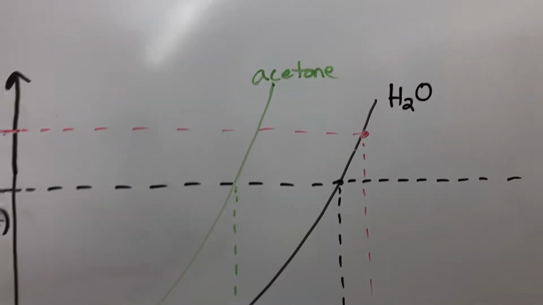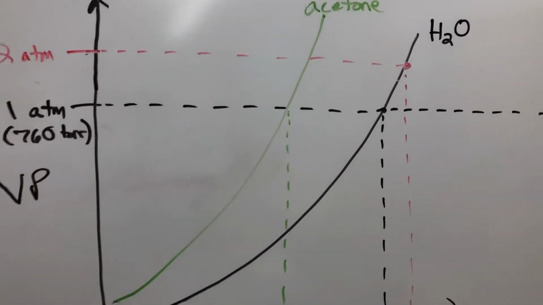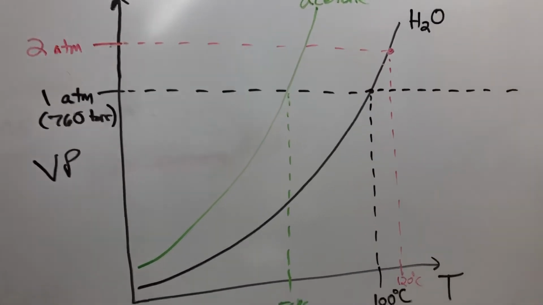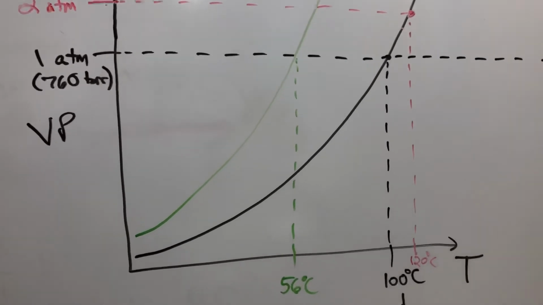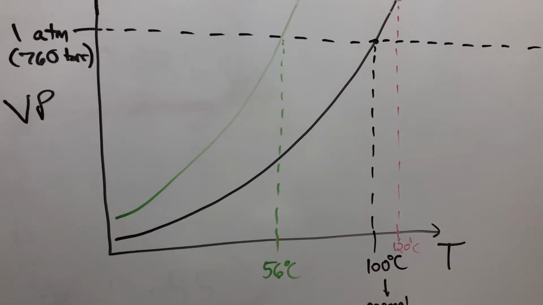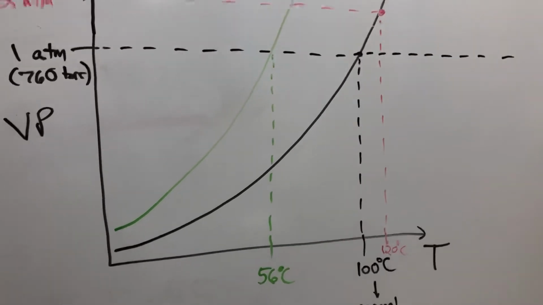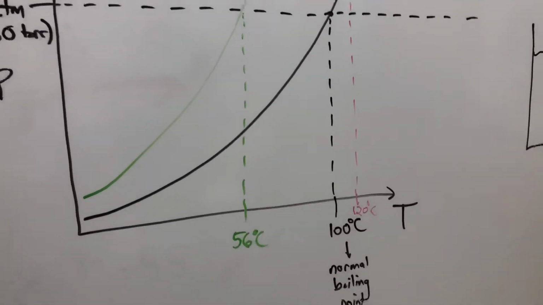So something that evaporates more easily, a more volatile liquid. In particular, this one is the acetone that we were looking at. Note that not only does that mean that it evaporates faster, that also means that its vapor pressure reaches 1 atmosphere at a lower temperature than the temperature at which water's vapor pressure reaches 1 atmosphere. And so acetone has a boiling point of 56 degrees Celsius, much lower than water's.